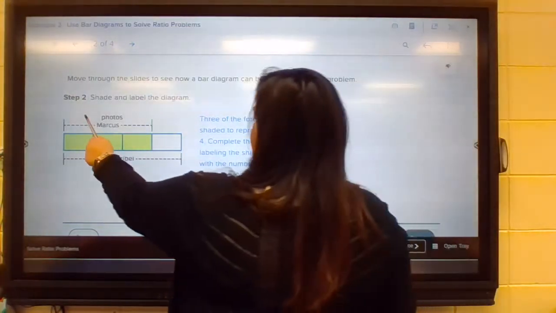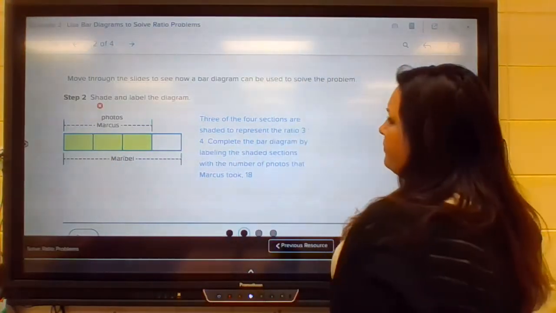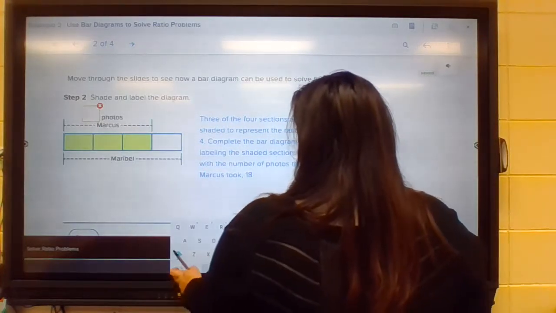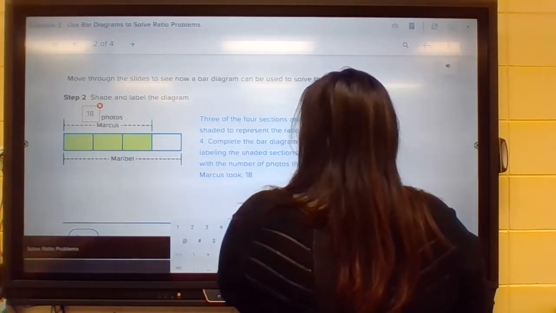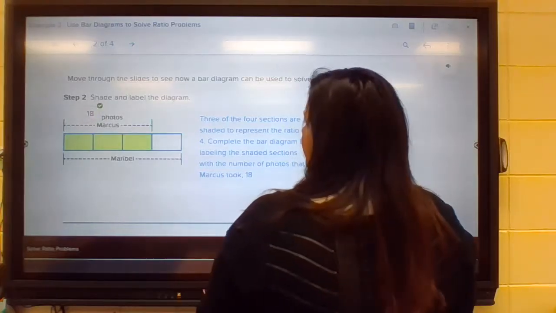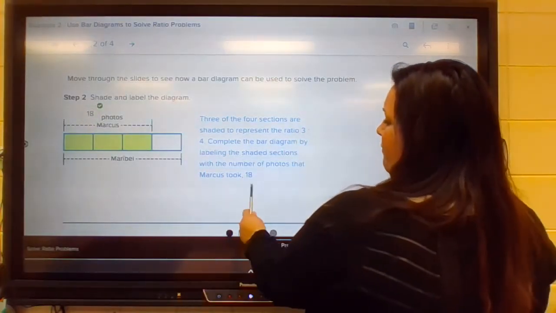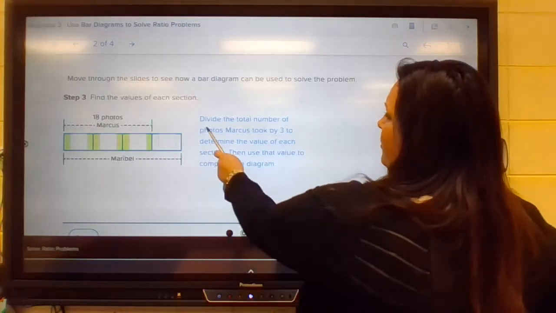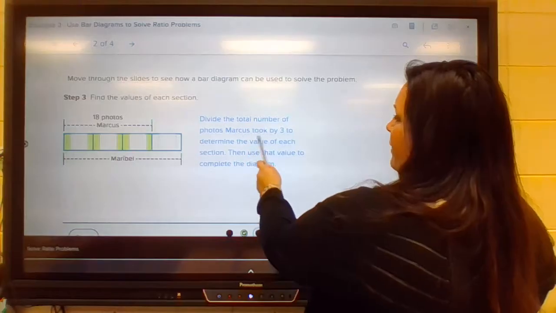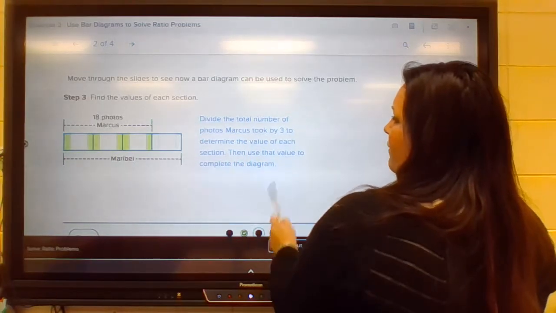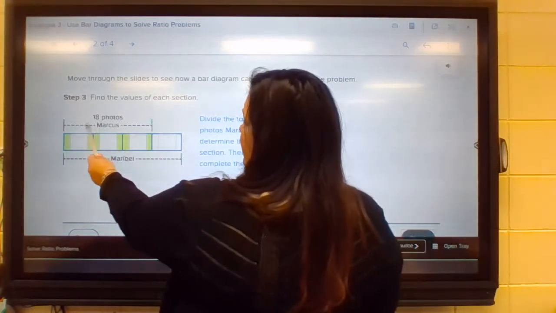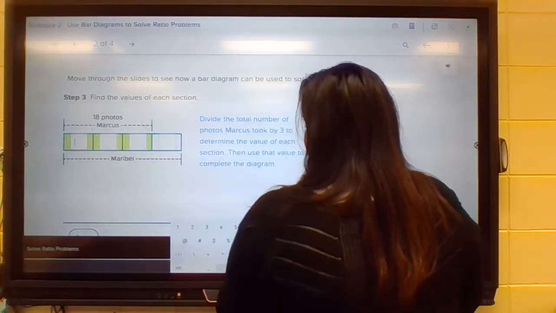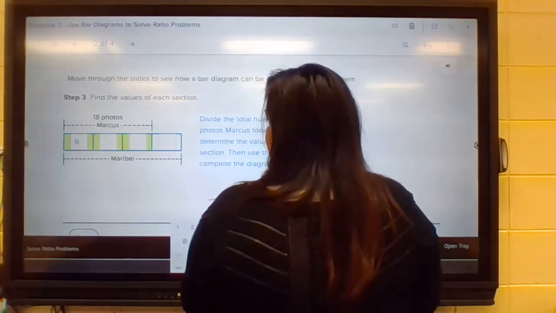We need to figure out how many photos Marcus took. So we're going to put an 18 up here. 18 goes there. Oopsies, I actually have to enter the answer, I guess. So, 18. Check. There we go. So, because we were told that information here, Marcus took 18. Then we're going to divide the total number of photos Marcus took by 3 to determine the value of each section. So 18 divided by 1, 2, 3, right? So each of these would then be worth 6.